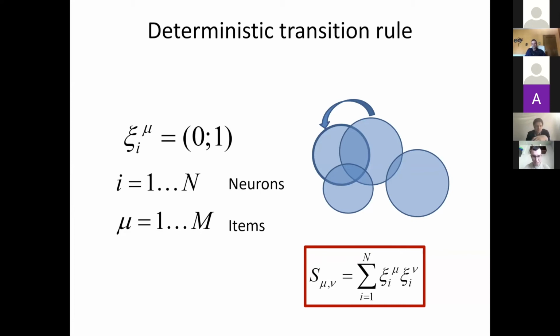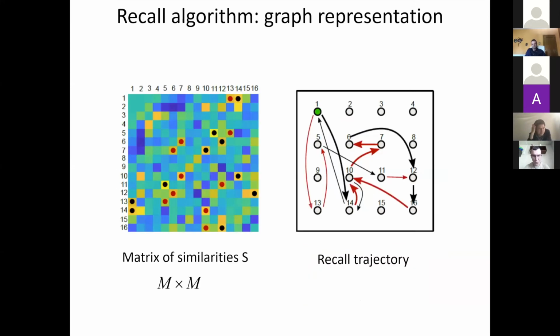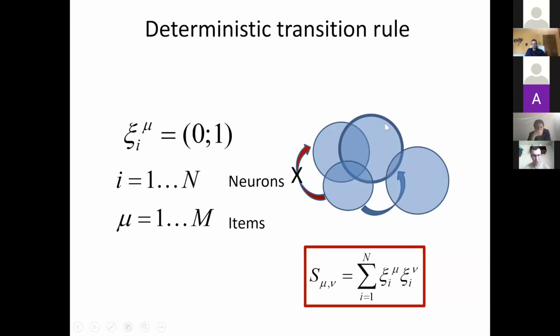to predict the retrieval. In this cartoon case, if you have four words in the list, it will immediately converge to a cycle of three words and will never retrieve the last word. So out of four words, this will retrieve three.